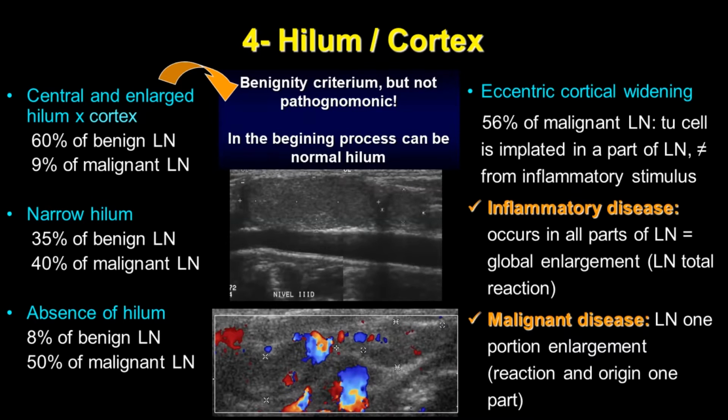The relation between hilum and cortex could be a thin cortex with a higher or enlarged, hyperechoic hilum. The central and enlarged hilum is more often seen in benign lymph nodes, and the narrow hilum could be seen in both benign and malignant lymph nodes, and loss of hilum is predominant in malignant lymph nodes. The tumor cells are implanted in one part of the lymph node, differently from the inflammatory stimulus, which occurs in all parts of the lymph node. Then in the relationship between hilum and cortex, eccentric cortical widening is due to tumoral cells located in just one part of the lymph node. On the other hand, when you have an inflammatory stimulus, you can have global lymph node enlargement.